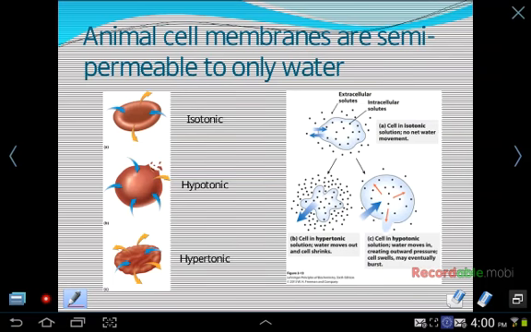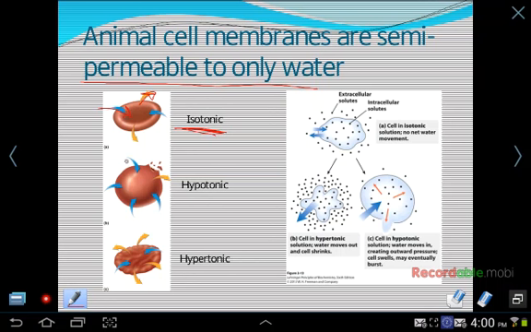So the reason I wanted to talk about osmosis and diffusion is our cell membranes are permeable to only water, which means only water can flow freely in and out of the cell. Now, when we have the same amount of water coming into the cell as we have coming out of the cell, we are isotonic, which is good. This is our happy cell area.